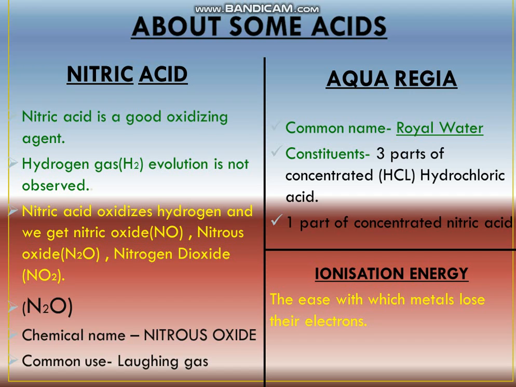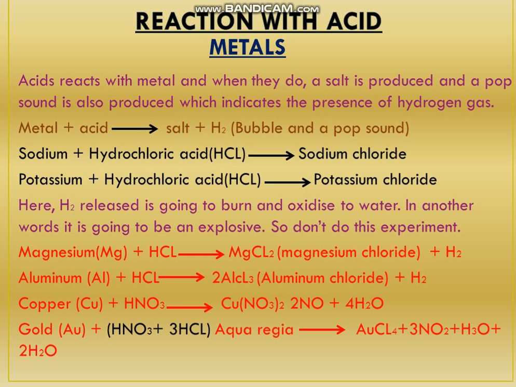Aqua regia. Its common name is royal water and it consists of 3 parts of concentrated HCl, hydrochloric acid, and 1 part of concentrated nitric acid. Ionization energy is the ease with which metals lose their electrons. Reaction with acid of metals.